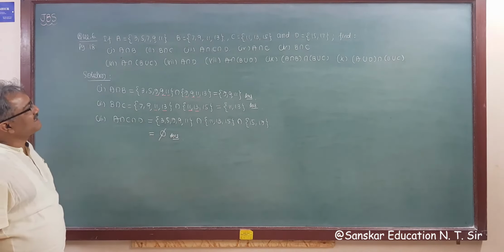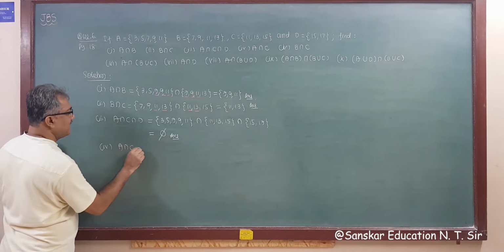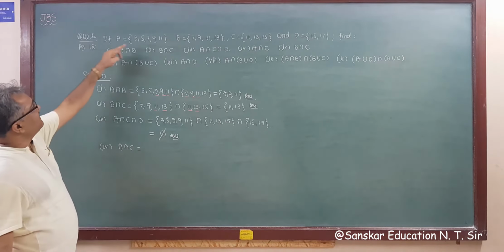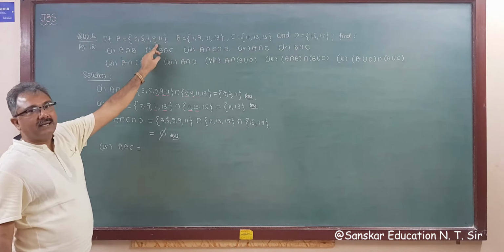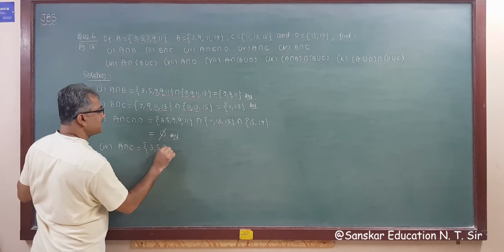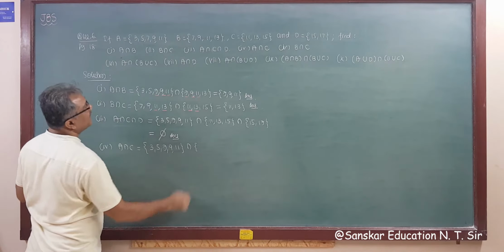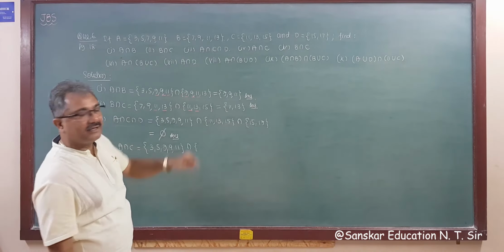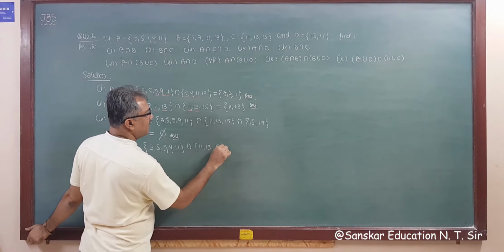Now we have to find A intersection C in the fourth question. So question number 4, A intersection C. Now what is A? A is 3, 5, 7, 9 and 11. Intersection C. Now C is 11, 13, 15.